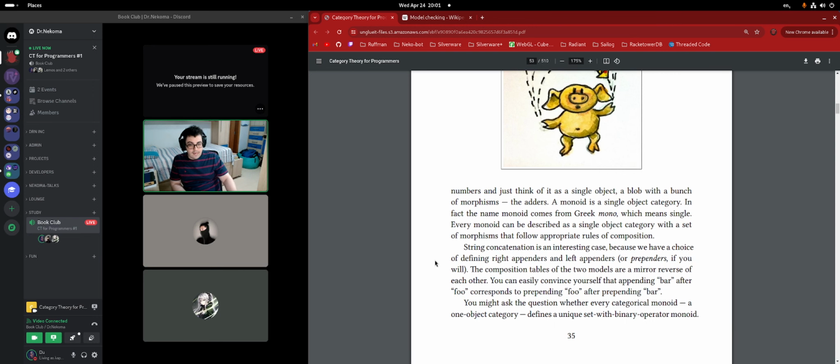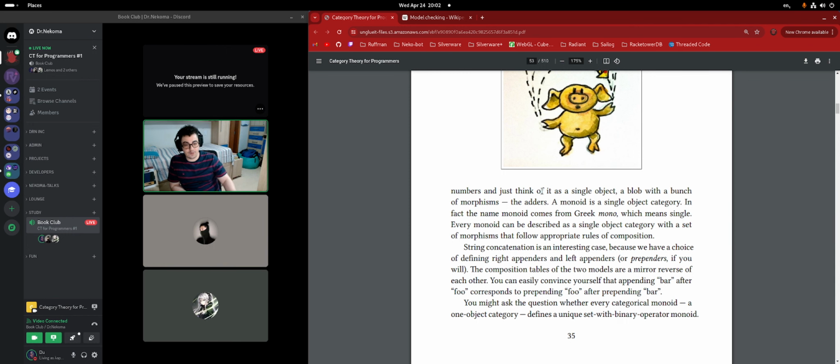And then he starts talking about how we should forget about the numbers themselves, because again we are leaking the objects themselves. And then he's saying that he likes to mention a monoid is a single object category, which is what I said earlier. Because of course I read the book beforehand, so I already knew this was coming. A monoid is a single object category.